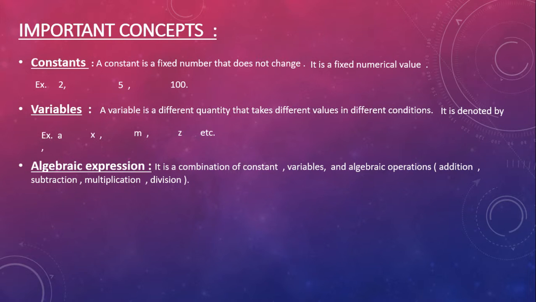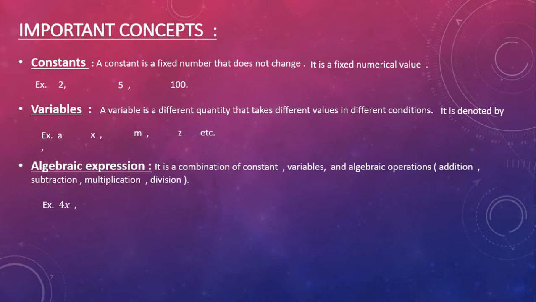It is a very important concept. It is a combination of constants, variables, and algebraic operations like addition, subtraction, multiplication, division, etc. Let's look at some examples of algebraic expression. The first example is 4x. 4 is a constant and x is a variable. 4 and x are multiplied here. It is an example of algebraic expression.